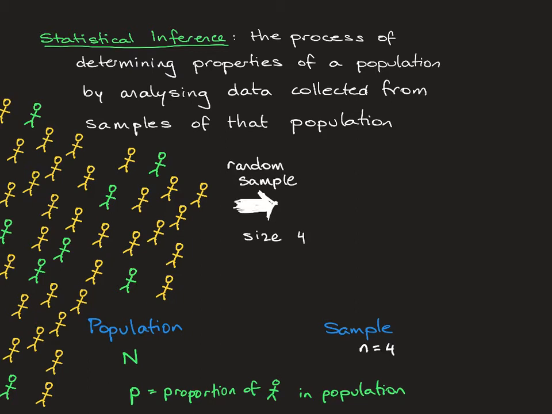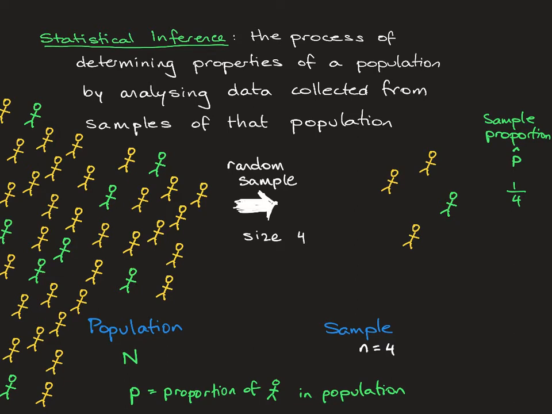And in this case, I'm going to take a random sample size of 4. So I'm just going to randomly pick 4 of them. 1, 2, 3, 4. And then I'm going to work out, for the sample that I have, what is the proportion of green people in that sample. And the symbol we use for that is P hat. So in this sample of 4 here, 1 out of my 4 is a green person. So my sample proportion for this sample is 1/4.